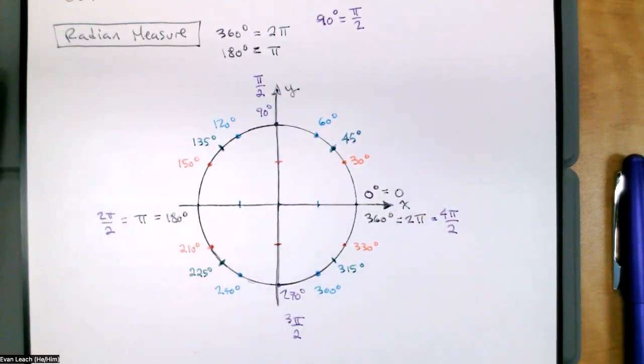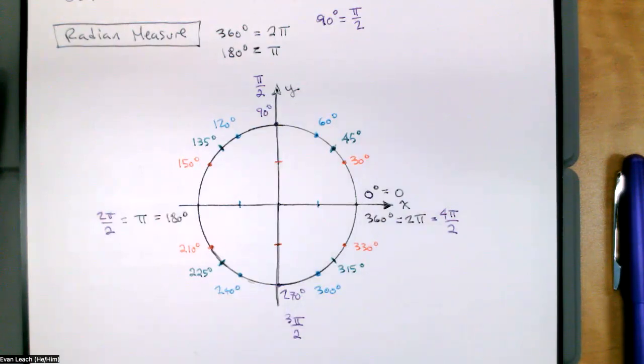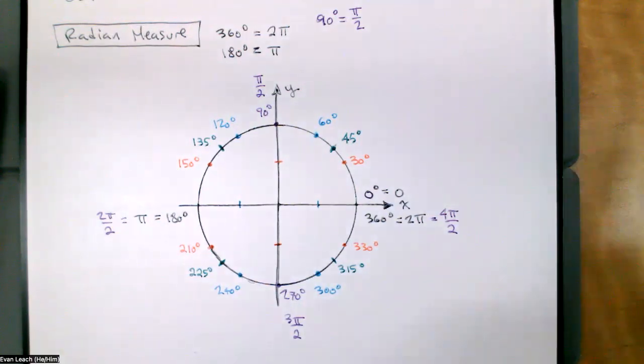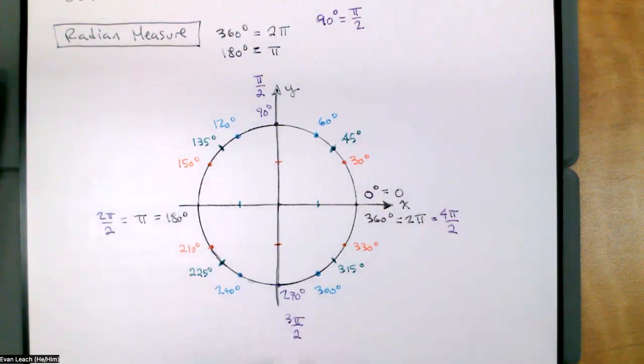When we see a denominator of 2, something over 2, we have multiples of pi over 2. That's our multiples of 90. 90 degrees is pi over 2. So if I give you 7 pi over 2, there's going to be 0, 1, 2, 3, 4, 5, 6, 7 pi over 2.